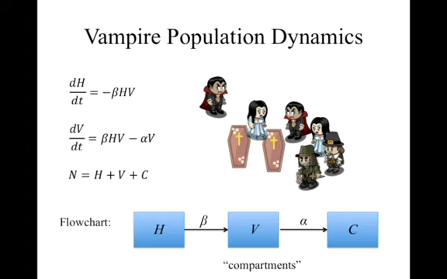And those three different boxes, the humans, the vampire box, and the coffin box, we call those compartments. And so this is basically what we term a compartmental model. We have these three different compartments, humans, vampires, and coffins, and we have flow between them. In this case, the flow is only in one direction, from humans to vampires and from vampires to coffins, and those flows happen at particular rates, described by the rate constants beta and alpha.